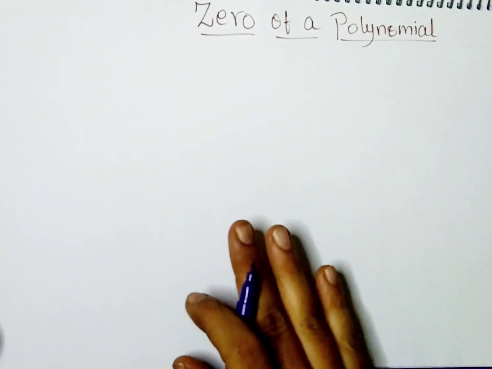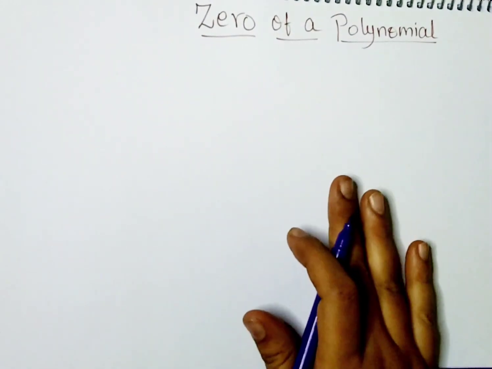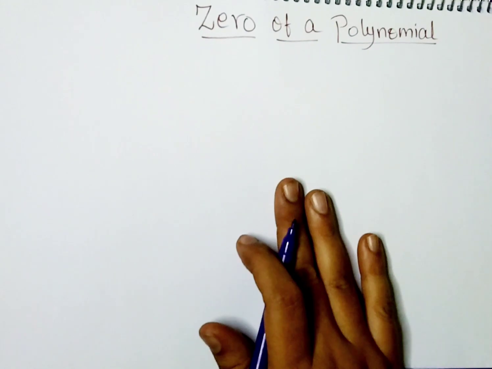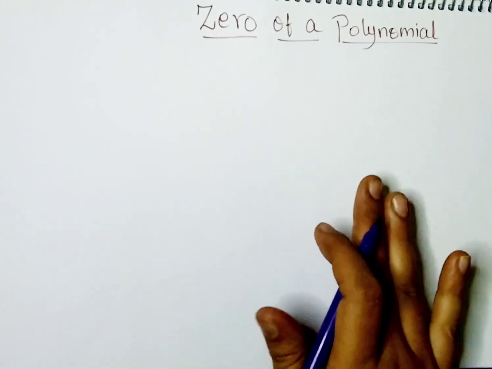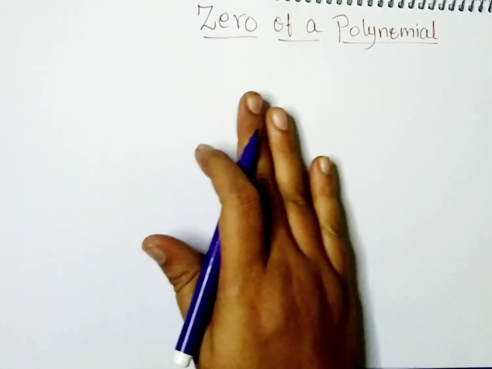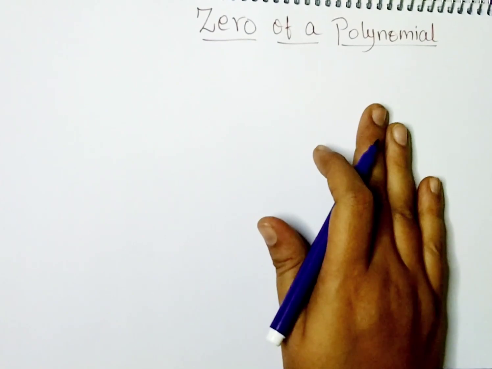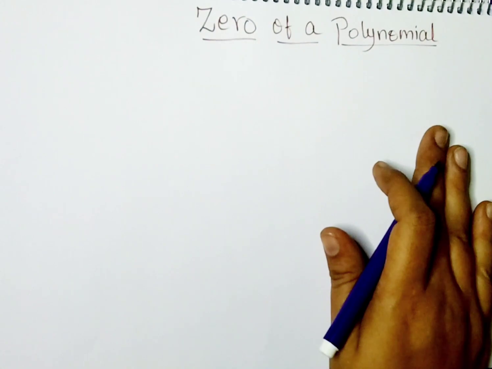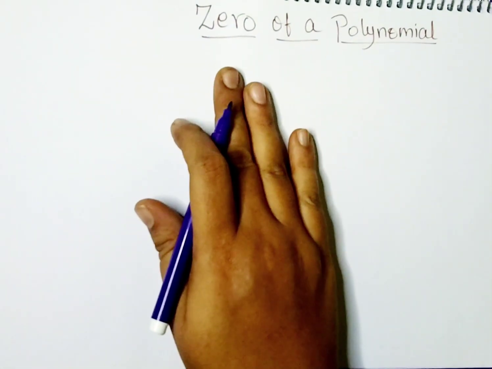In this video, we are going to discuss the zero of a polynomial. So what is the zero of a polynomial and how are we going to do it in the first exercise? Generally, we either say zero of a polynomial or root of an equation. You are also going to learn that in the fourth chapter, quadratic equations. Both are the same concept.